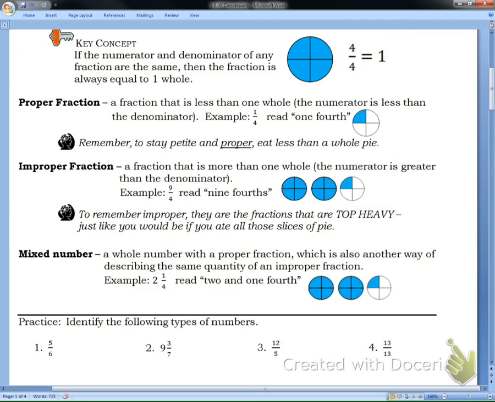Alright, look at number 1. You have 5/6. What type of fraction is that? Notice that the number on top is smaller than the number on bottom. So that is a proper fraction. Number 2, you have 9 3/7. You see a whole number with a fraction right beside it. So this is a mixed number.